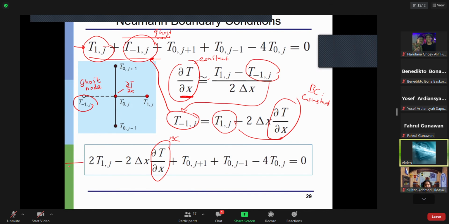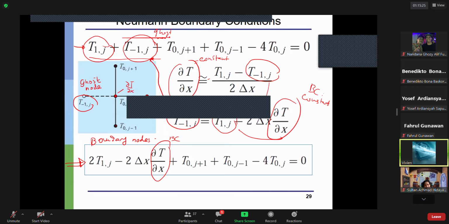Now we have this equation applied to the boundary nodes. So this is applied for the boundary nodes when we have the Neumann boundary condition, so that we can insert the value of the gradient. Okay, so this is for the Neumann boundary condition.